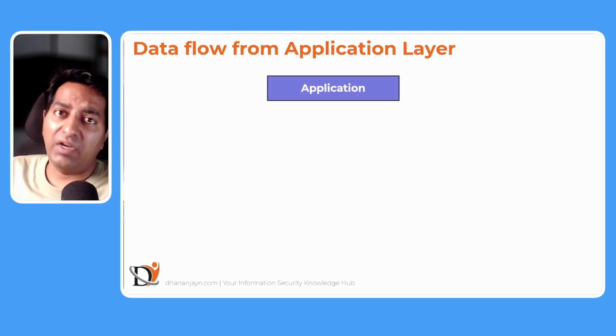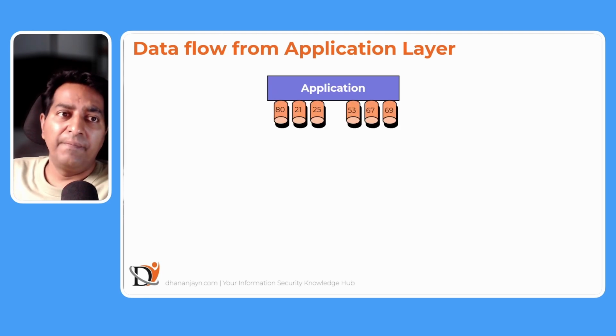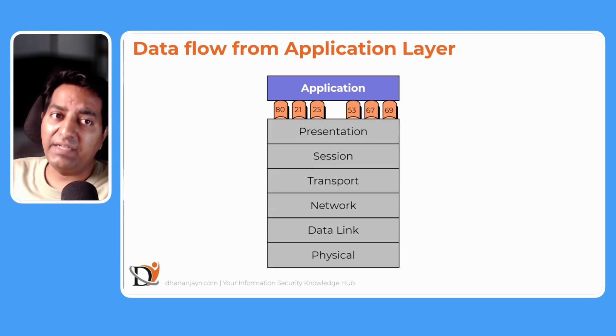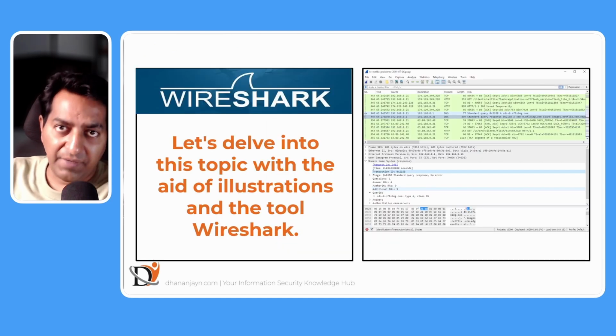So when we talk about the data flow, the application layer actually attaches the port number to the data before it submits that data to the next layer. So data at the application layer is attached with the port number, and then it is submitted to the next layer.